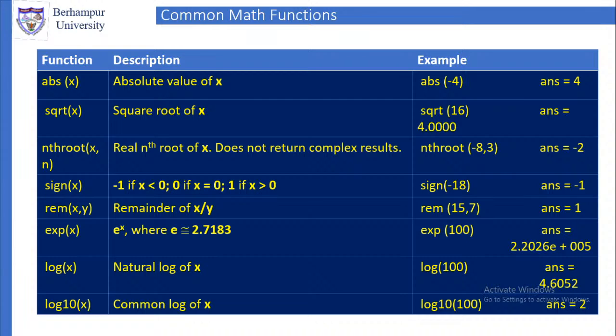Similarly, sqrt finds the square root of x. So the square root of 16 is 4. Then nthroot is the real nth root of x. Remember, this word real is important. It finds the real nth root. It does not find the complex or imaginary roots. It only returns the real root. For example, if I take nthroot of 8, 3, then the answer will be 2. If I take nthroot of -8, 3, the answer will be -2, because -2 to the power 3 is -8.